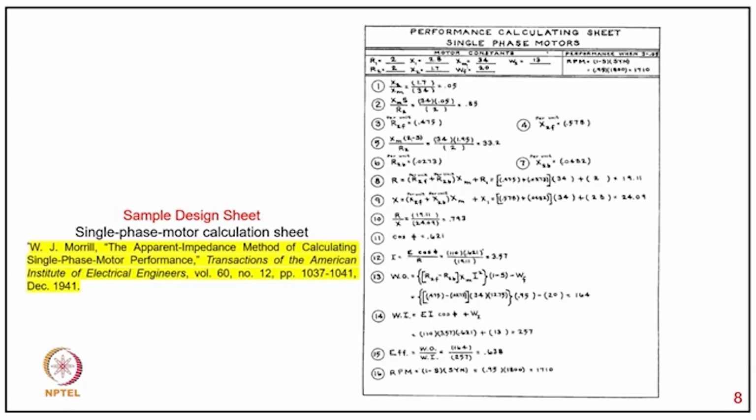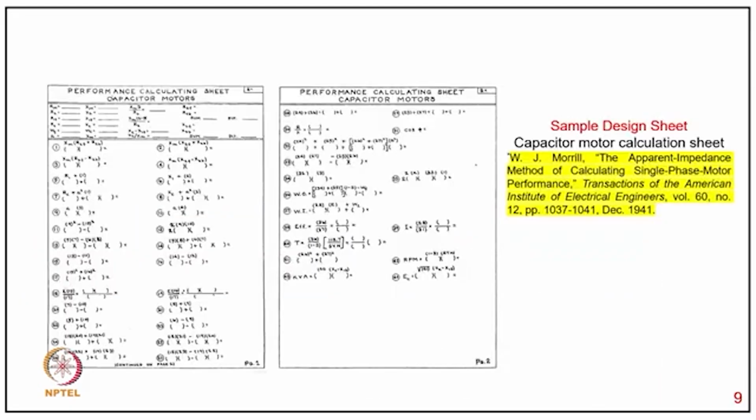As you can see, there is a large number of formulas for the single phase induction motor, and another sheet of formulas. So there are plenty of formulas you can see. Here, typically 42 formulas are given just for the performance calculation of a single phase induction motor, which is reported courtesy of this research paper.